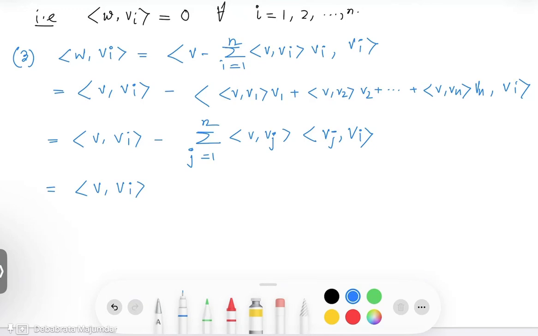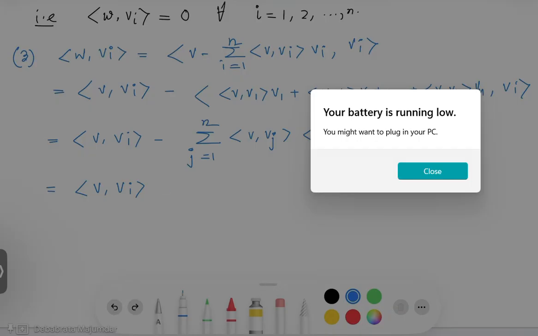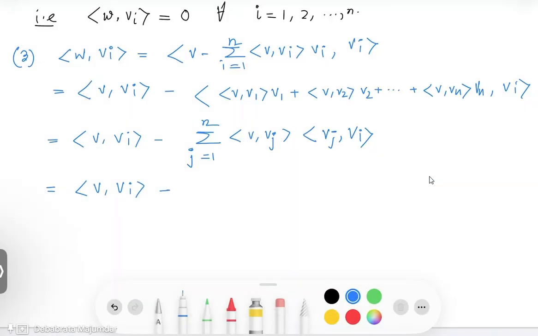So what will come here? Zero will come, except for i with i. If j is not equal to i then zero will come, right? So I will get ⟨v, vi⟩ and the inner product of vi with vi, right? Otherwise all the inner products will be zero because the set is an orthonormal set, right?